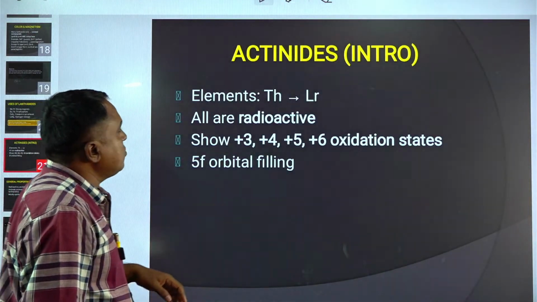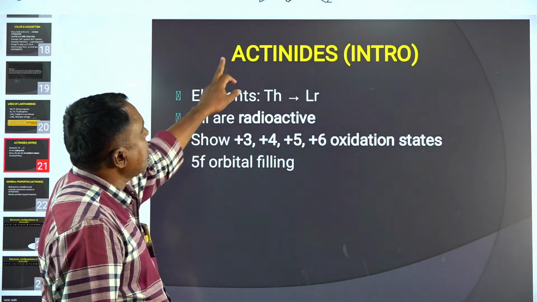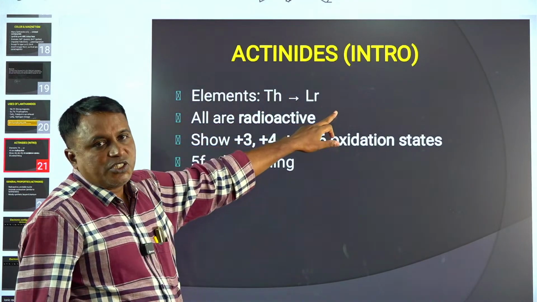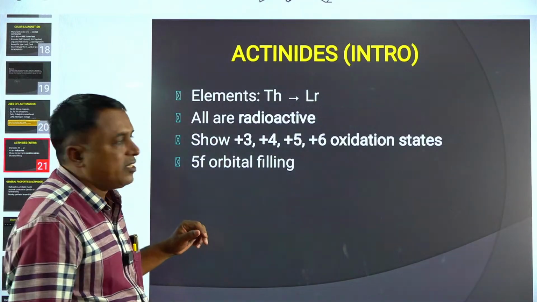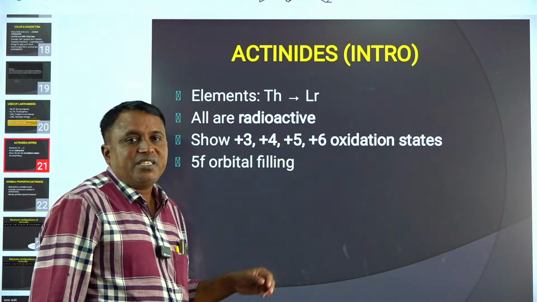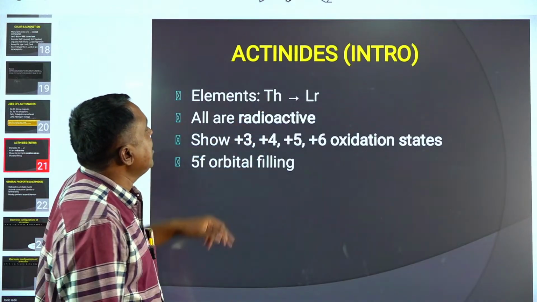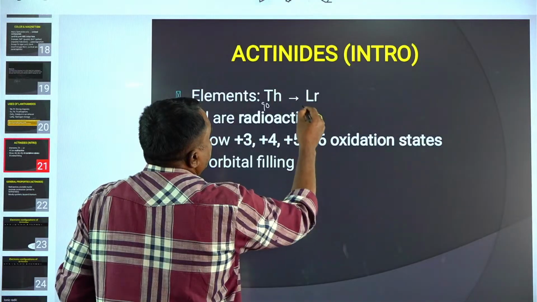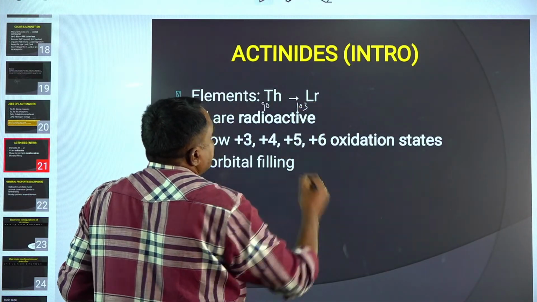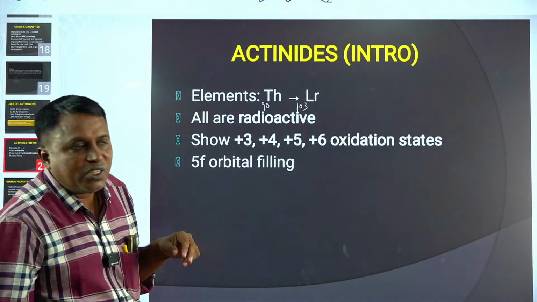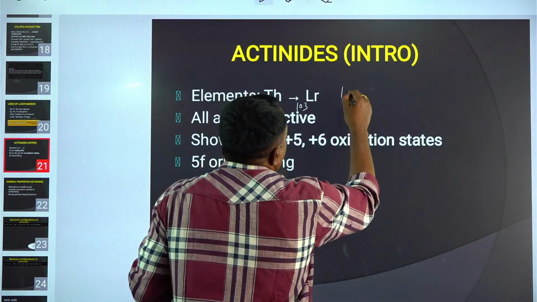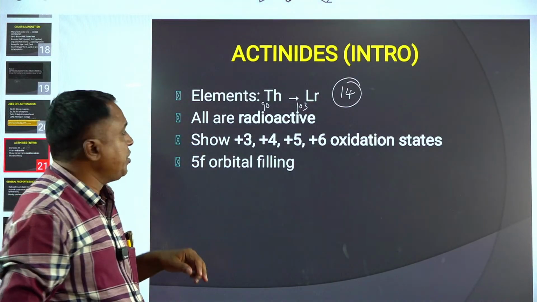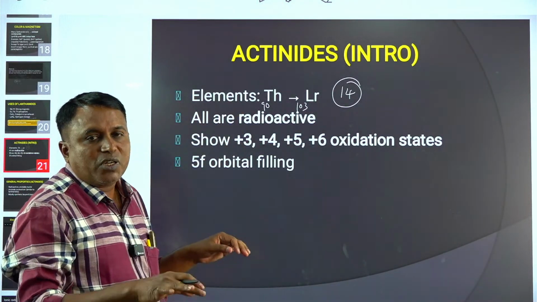Now we are going to discuss the actinides. Actinides are generally from thorium to lawrencium. This is the second inner transition element series, consisting of atomic numbers from 90, thorium, to 103, lawrencium. From 90 to 103 there are totally 14 elements, and they are placed at the bottom of the periodic table separately.